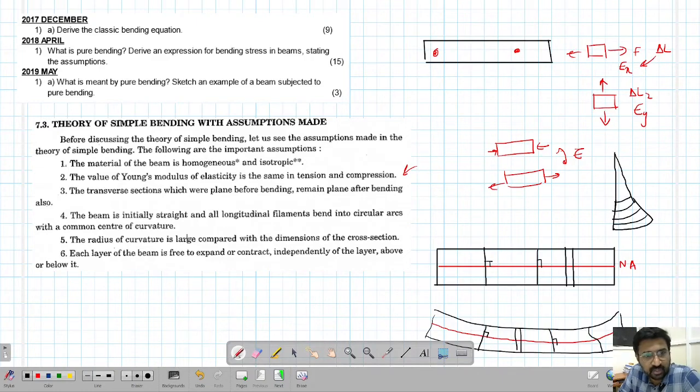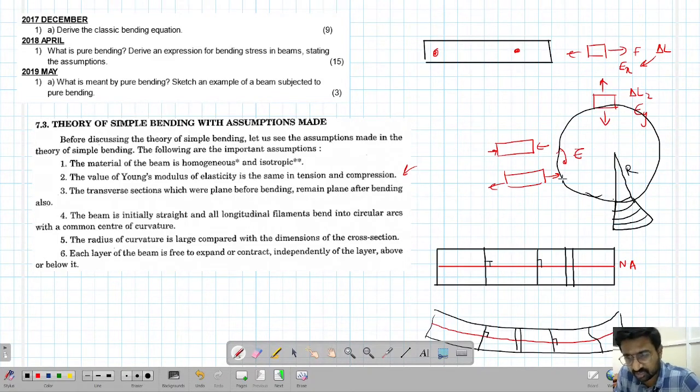The radius of curvature is large compared to the dimension of the cross section. So I told you there is a circle, and this is a part of it. If I complete the circle, the radius of that circle is what is known as the radius of curvature. Now what they're telling is the radius of curvature is very large. So basically when the circle becomes very large, this curved line becomes almost a straight line. That is what the assumption is.